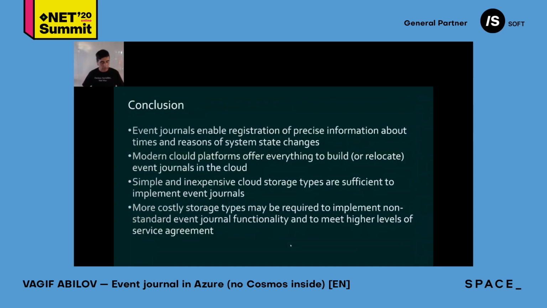So to conclude my talk, event journals are very important if you need to register precise information about times and reasons for system state changes. If you only register current state of the system, you will keep on losing important information which may bite you later. And all modern cloud platforms offer everything to build or relocate event journals in the cloud. So there are no reasons, unless very special reasons, to keep your event journals on premises. And there are simple and inexpensive cloud storage types, and they're all sufficient to implement event journals.